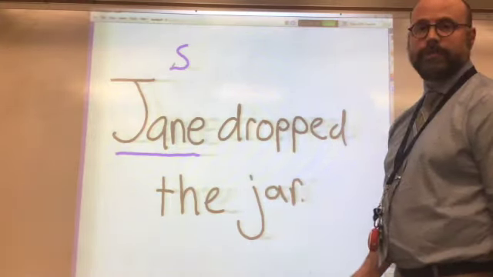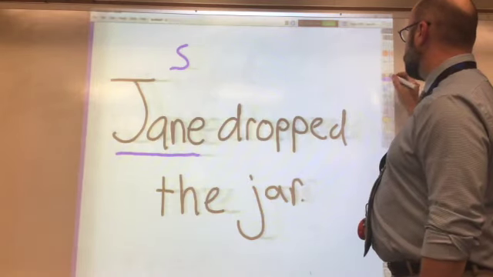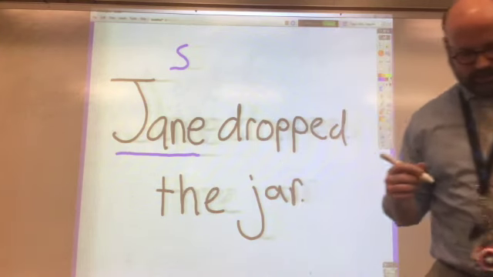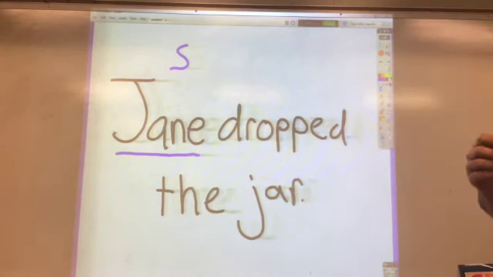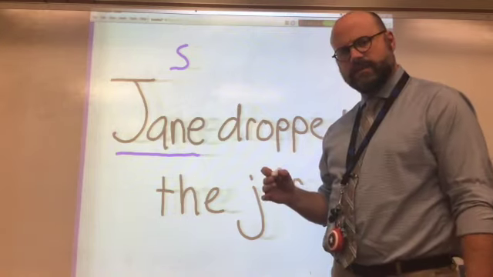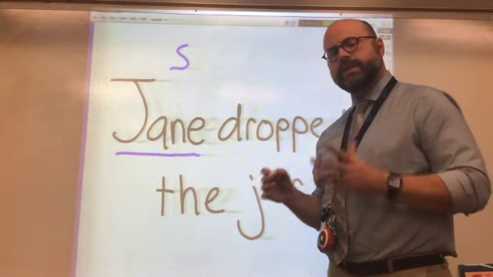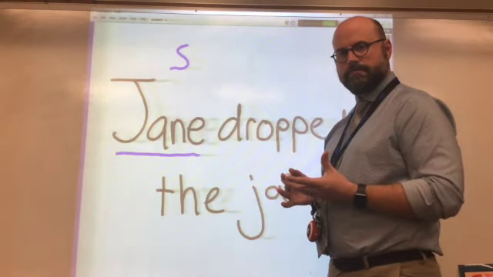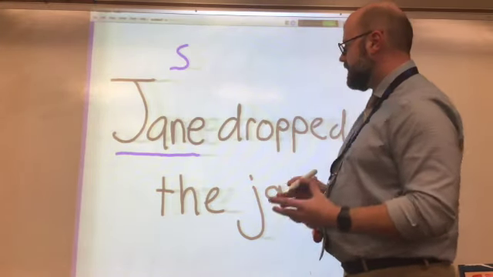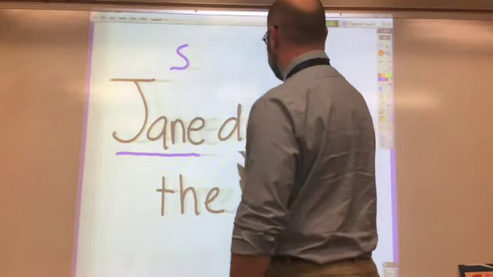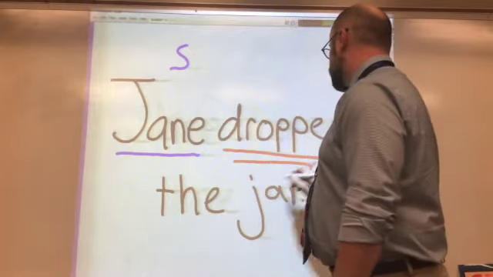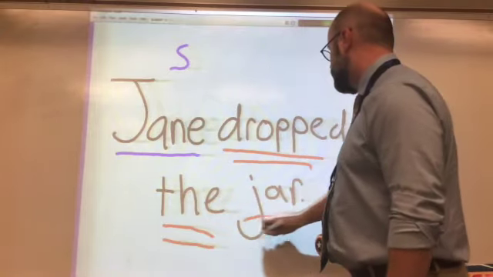She drops the jar. The predicate, I'm going to use red. The predicate is a little more complicated. Not super complicated, but it's what the subject is, or what the subject does. So what does the subject do here? Jane, usually you underline the predicate twice. Jane dropped the jar.